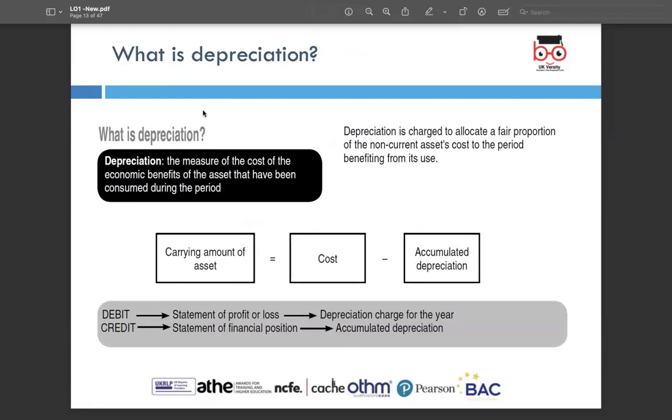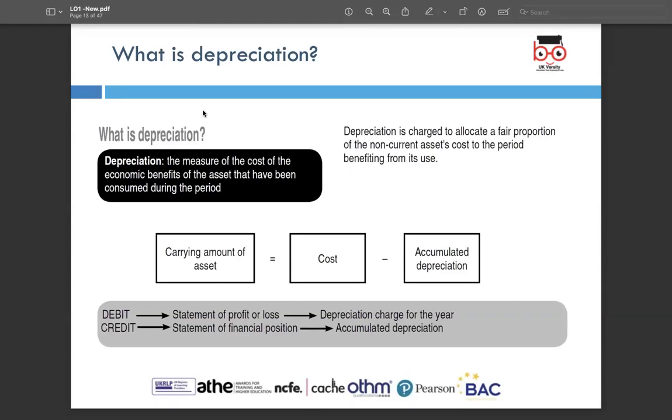Okay, depreciation basically is an accounting method used to allocate the cost of a non-current asset over its useful life. It reflects the gradual consumption or expiration of an asset's economic benefits as it is used in business operations. The carrying amount of an asset is original cost less accumulated depreciation. This reflects the portion of the asset's cost that has not yet been expensed.